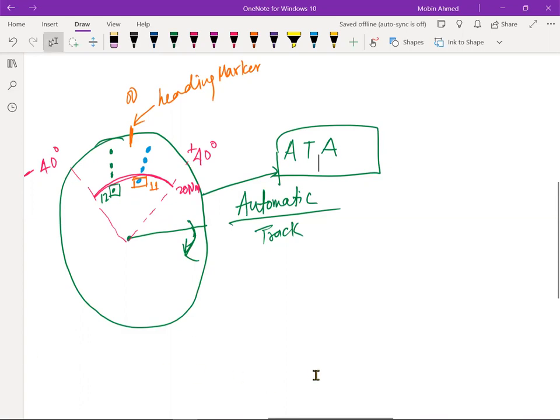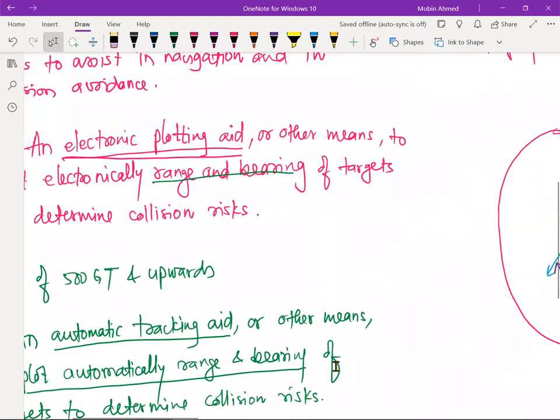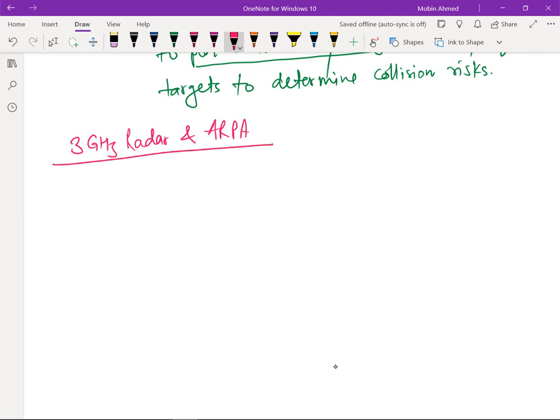Okay. Now let's see the next requirement. This is the requirement of the 9 gigahertz radar and the plotting aid. They are not an ARPA. Again, I am saying this is not an ARPA. ARPA is different, I will come to that. What is ARPA? Now there is a requirement of a 3 gigahertz radar and ARPA. So what is the ARPA? We will see here.